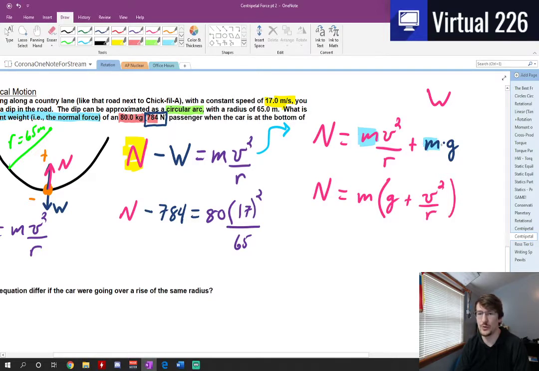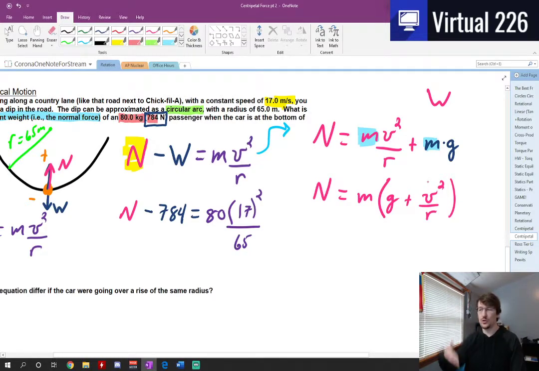I just flipped which order I added them in. What we actually see here is that you're going to feel heavier. The reason is you have a normal or traditional weight, mass times gravity, mg, but then you're adding the extra felt weight from going through that loop.